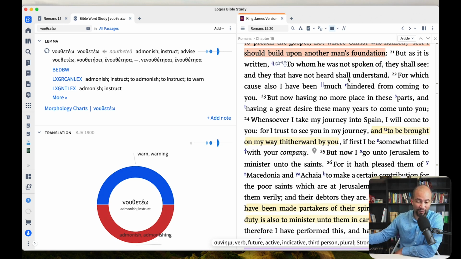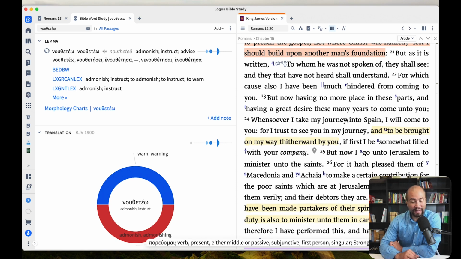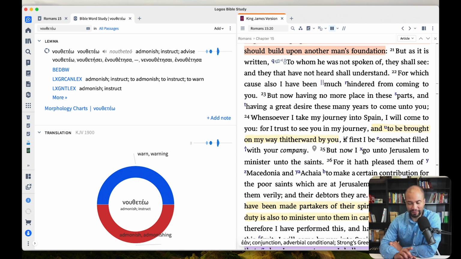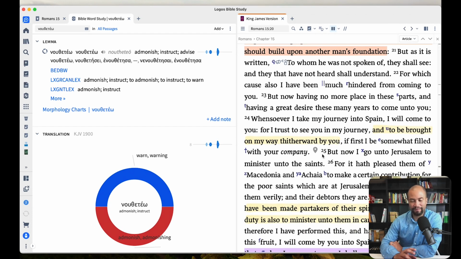And he says, "That's why I've been hindered in coming to you. But now having no more place in these parts, and having a great desire these many years to come unto you, whensoever I take my journey into Spain, I will come to you, for I trust to see you in my journey." And he also says, "To be brought on my way thitherward by you, if first I be somewhat filled with your company." He's really talking about them providing financial support, food support, lodging support, whatever it is, to actually help him make it to Spain.